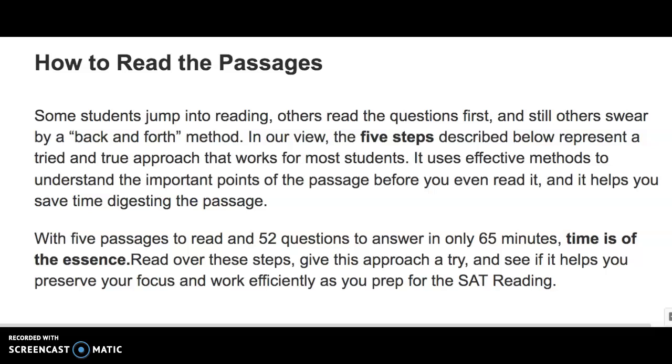Okay, so we're going to talk about how to read the passages. There are a lot of different ways that you can read the passages, but I'm going to tell you the way that's the most efficient for your time, because remember you're timed on these, and you're most likely to get the most questions correct. There are 5 passages and 52 questions in only 65 minutes, so you've got to be quick and accurate.